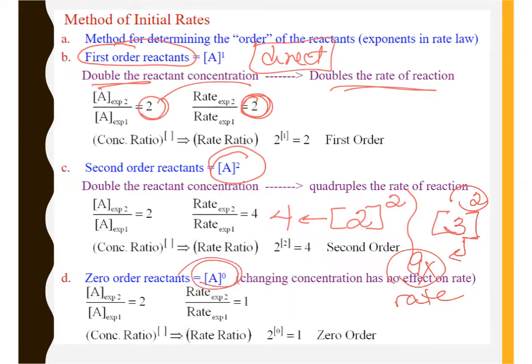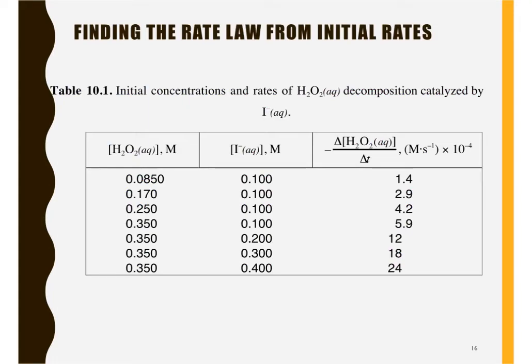And of course, zero order. Any reactant that is zero order means it has no effect at all on the rate. So whatever the rate was before you change the concentration, it will remain so. Alrighty, finally, here is a typical example of the type of problem you might see.